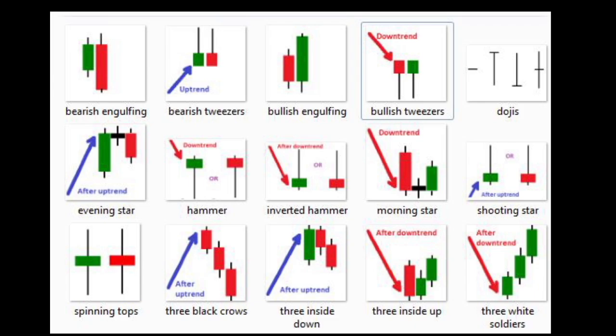Now, let's see here. The 3 black crows is basically going to be the opposite of the 3 white soldiers. They're going to show up after an uptrend has happened, and they signify the start of a downtrend. Now, the 3 inside down and the 3 inside up, I won't cover those just because I personally don't look for them. If you want to look them up afterwards, that's definitely up to you.